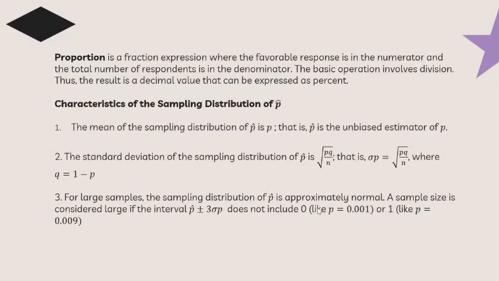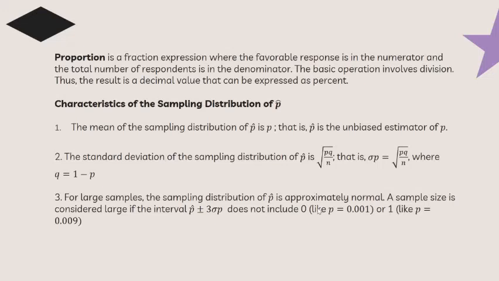In our example, you will notice that proportion is a fraction expression where the favorable responses is in the numerator and the total number of respondents is in the denominator. The basic operation involves division. Thus, the result is a decimal value that can be expressed as a percent.